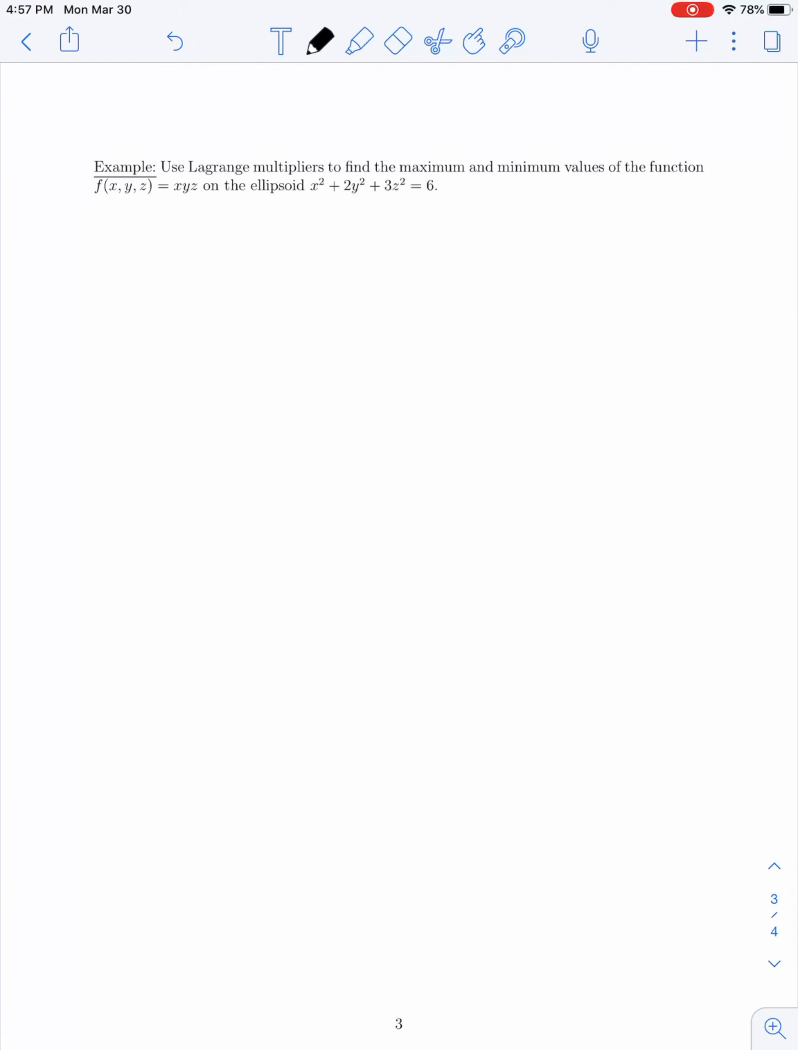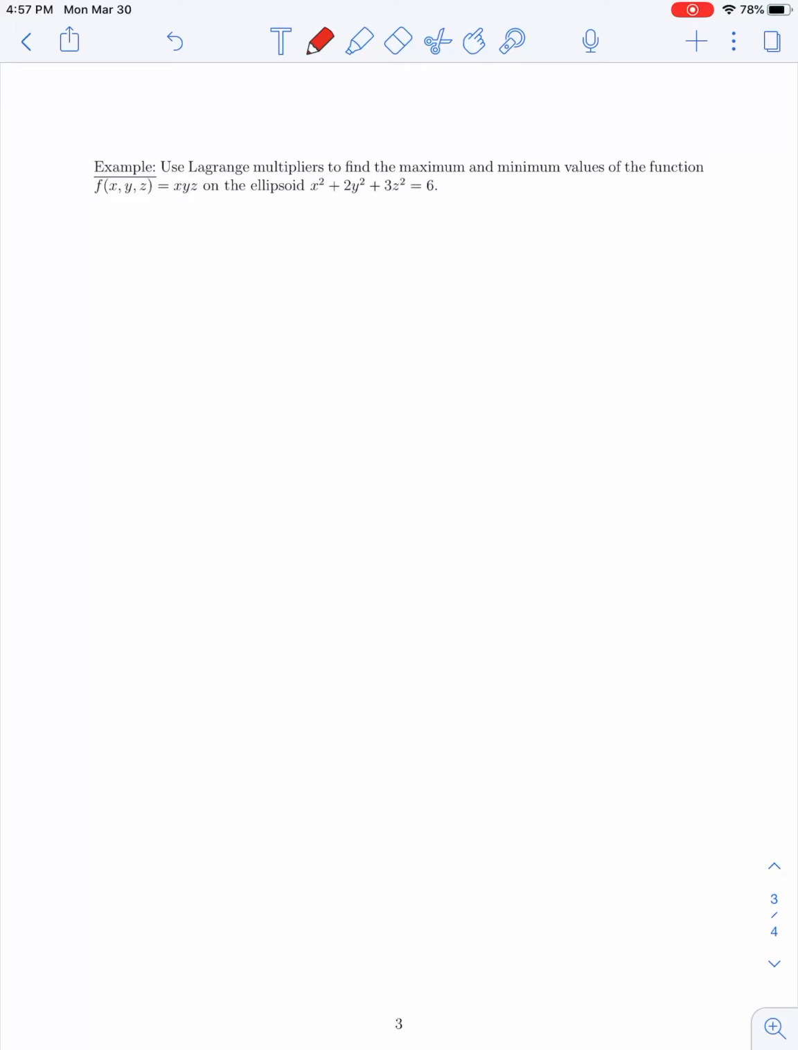So let's look at another example illustrating the method of Lagrange multipliers in the case that we have a function of 3 variables. So in our second example, we are asked to use Lagrange multipliers to find the maximum and minimum values of f, which is xyz, for points that lie on the ellipsoid x squared plus 2y squared plus 3z squared is equal to 6.